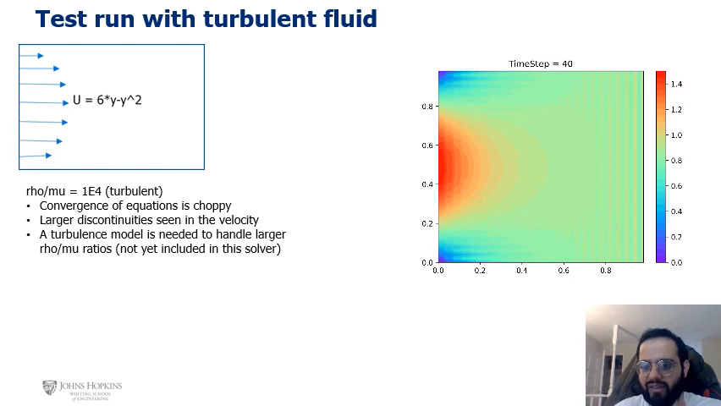The other thing is that we see here that there is some choppiness in the solution. That is expected because the flow becomes turbulent, and since in this simulation I have not included a turbulence model, the numerical stability at higher Reynolds numbers and for more turbulent flow is expected to be low. So this algorithm is going to be unstable for higher Reynolds numbers.